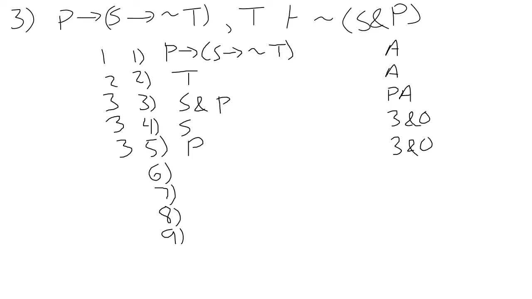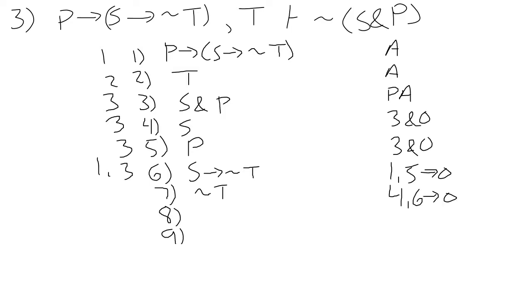Now I can take P, toss it into 1 to get S arrow, not T. Whoops. Yeah, I know, that's right. So this will be 1 and 5, arrow out. 1 and 5, have 1 and 3. Now I've got S, and I can toss that into this S arrow T, so that's going to be 4 and 6, arrow out. 4 and 6, have 1 and 3, and then I can take this not T and T, put them together to build my contradiction. That's 2 and 7, ampersand in. 2 and 7 have 1, 2, and 3.